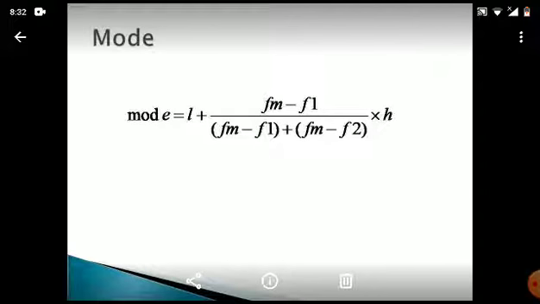Now for mode. Mode is the most frequent value of the data in statistics. In grouped data, the formula for mode is L plus (Fm minus F1) over (Fm minus F1 plus Fm minus F2) multiplied by H. You don't have to perform any calculations for the mode in your table. You just have to locate the class and enter the values in the formula.